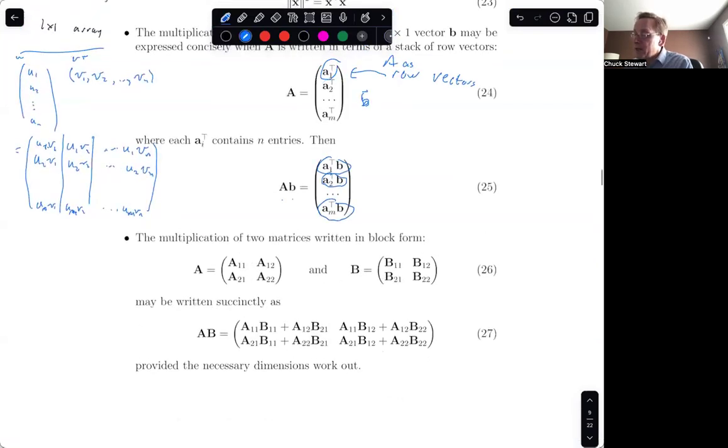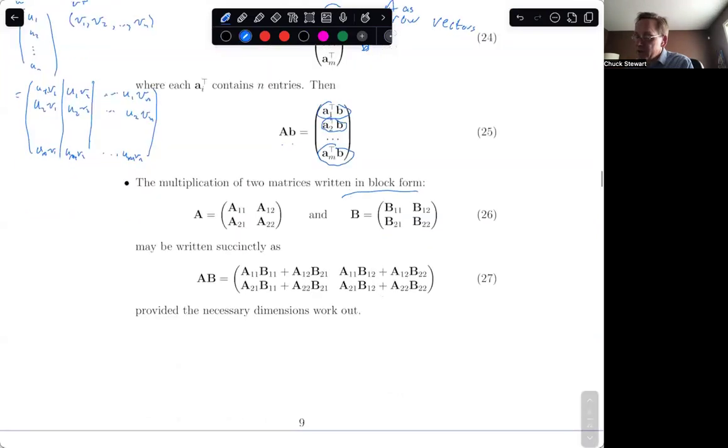Matrices can be multiplied in block form. This is not something we're going to spend too much time on, so I'll just let you have a look at that.